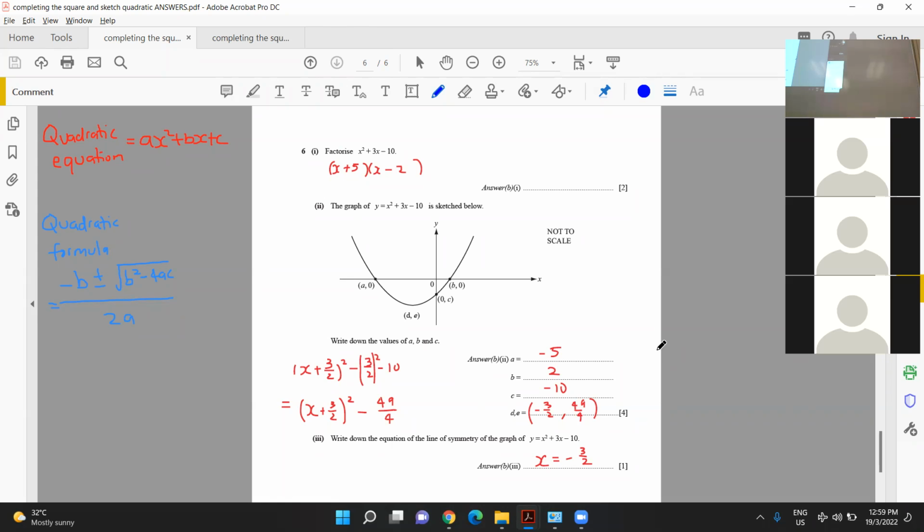This one will give you x equals 1. This will give you x equals 4.